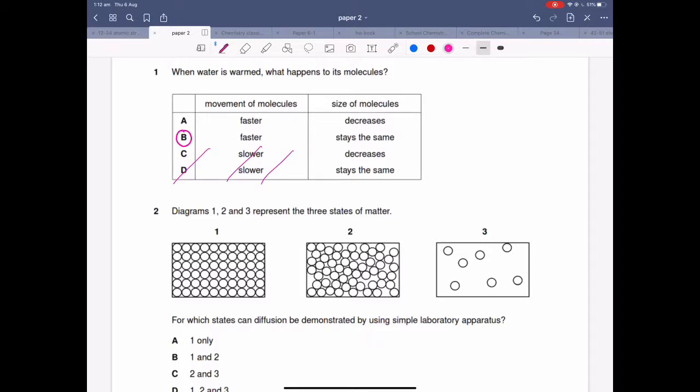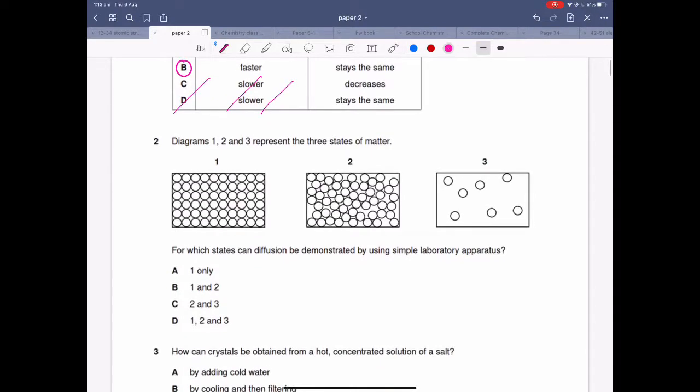Number 2, diagrams 1, 2, and 3 represent 3 states of matter: solid, liquid, and gas, as you can see. For which states can diffusion be demonstrated by using simple laboratory apparatus? Well, according to your syllabus, you are not required to demonstrate diffusion in solids, although it does and can happen. Like, for example, in agar jelly, a drop of ink will spread out. But like I said, you're not required to demonstrate that using simple laboratory apparatus. So the only ones are the fluids, which are gases and liquids. So gases and liquids are number 2 and 3. So the answer is C.